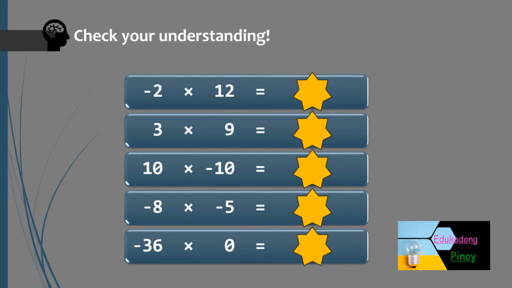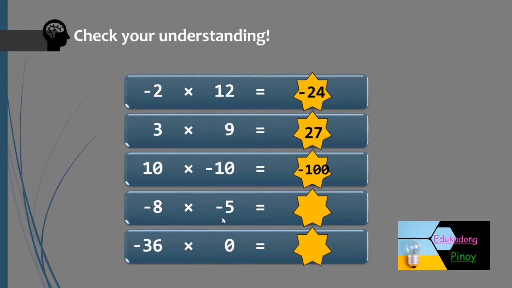Okay, let's start. Negative 2 times 12. 12 here is a positive number. So dahil magkaiba yung signs, the answer will be negative 24. 3 times 9. 3 is a positive number. 9 here is also a positive number. So the answer will be positive 27. 10 times negative 10. So since magkaiba yung signs, the answer will be a negative, and it's negative 100.